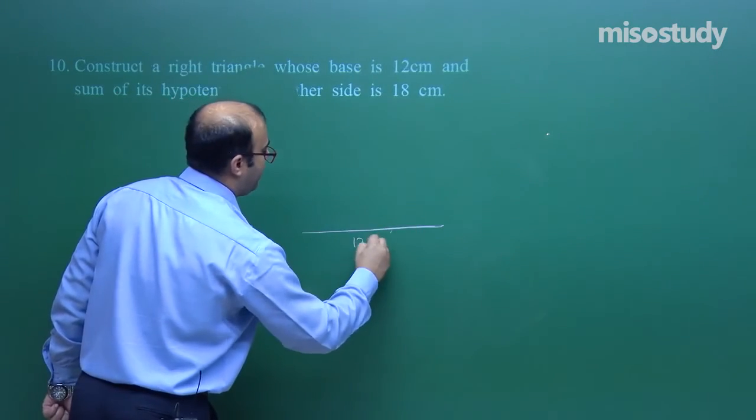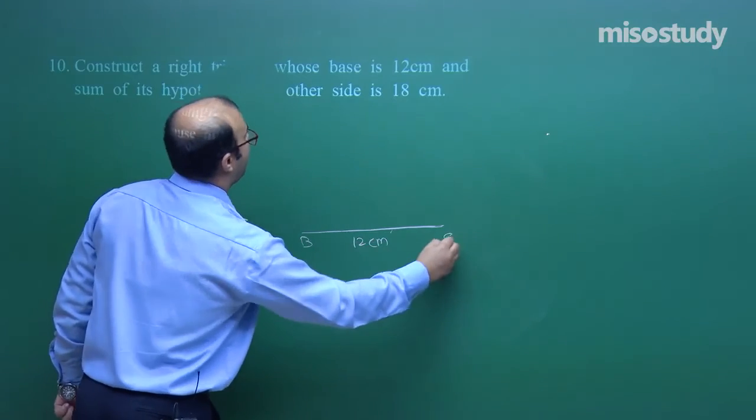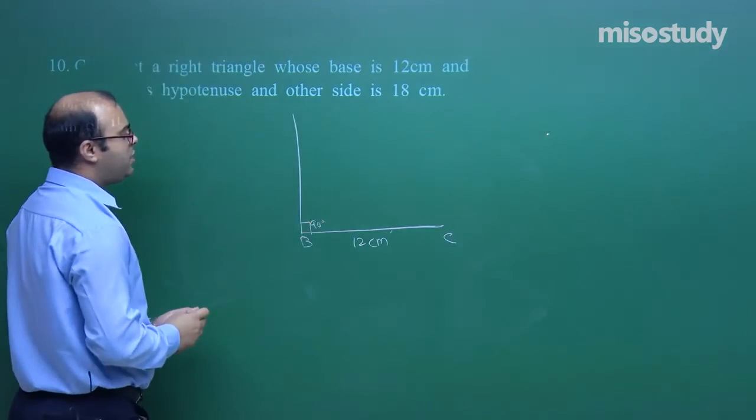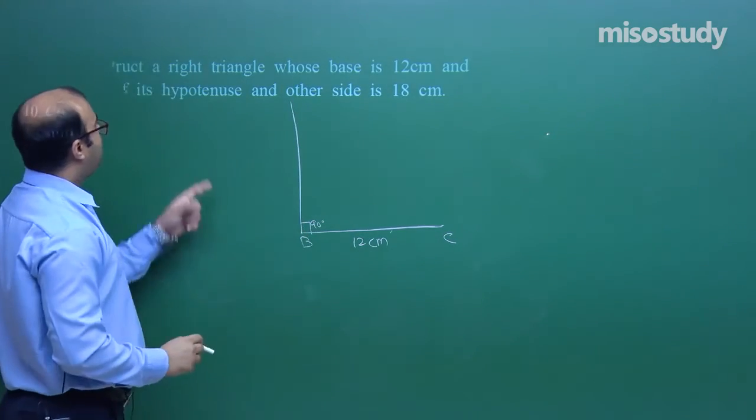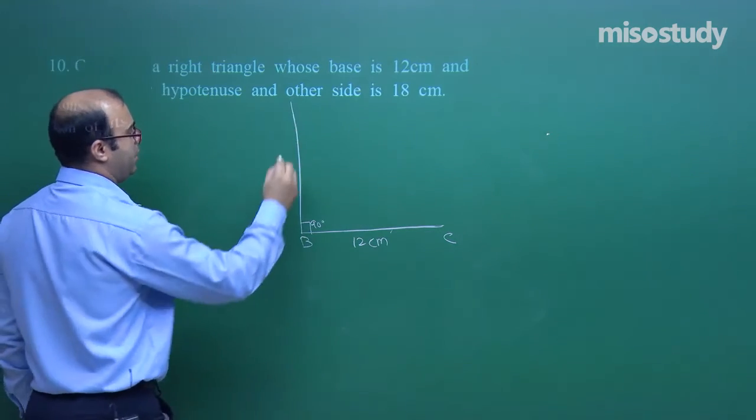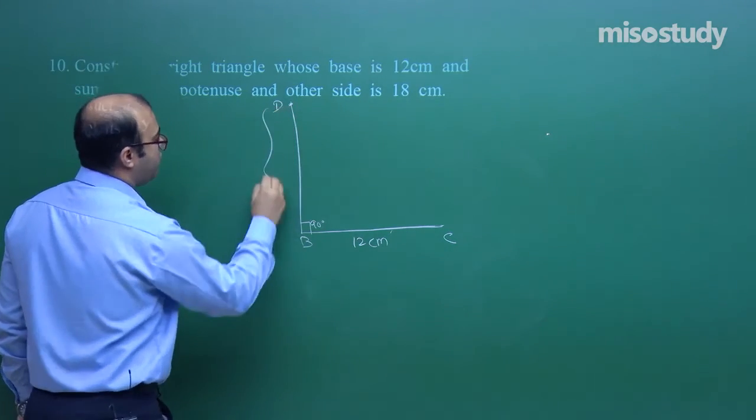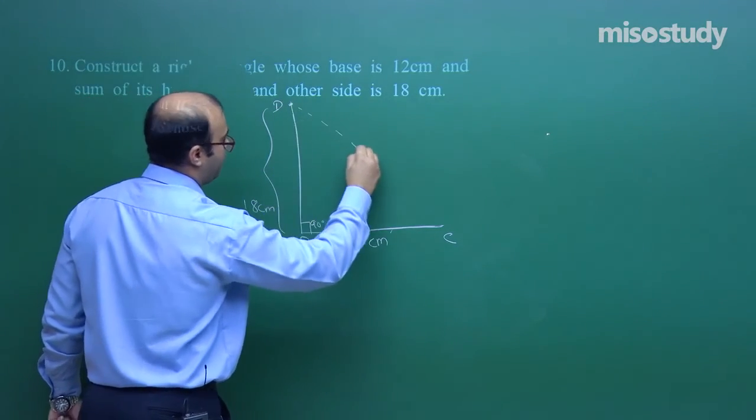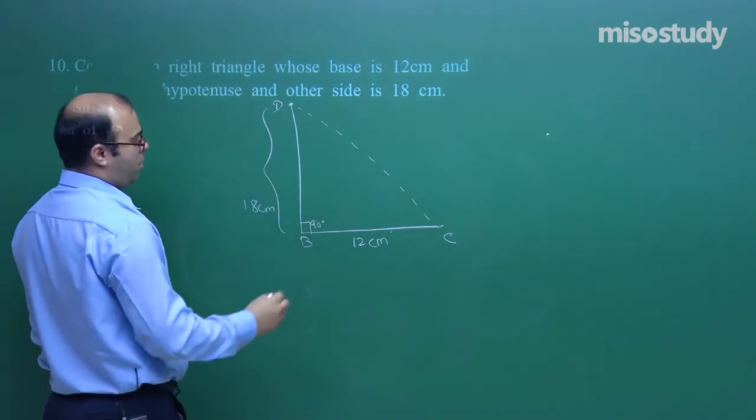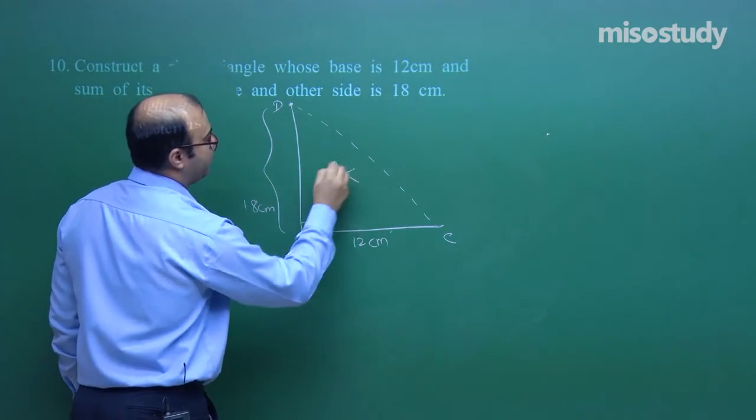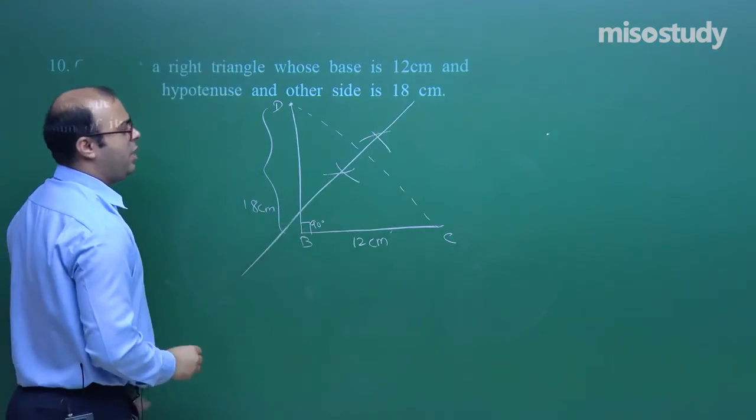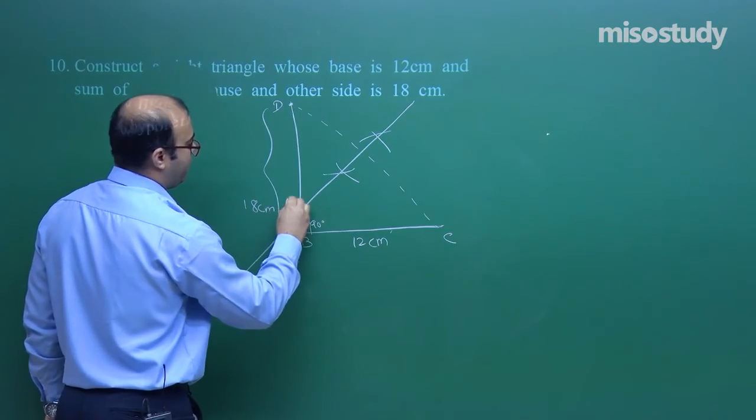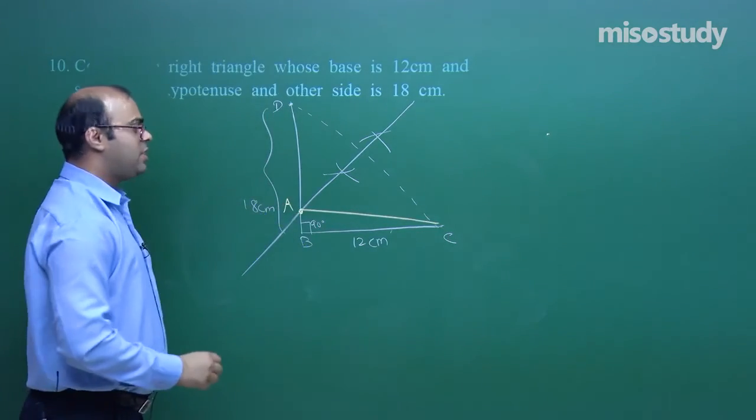We take a 12 centimeter length base BC, and then what we take, a right angle. So we draw a 90 degree here. After this, let us suppose this 90 degree, and the hypotenuse plus other side is 18 centimeter. So we take a point here D which is 18 centimeter, let us suppose. What do we do next? We join D with C and we draw a bisector of this line segment CD, perpendicular bisector. We get a line something like this. This perpendicular bisector intersects BD at suppose A. We join it ABC. This is the required triangle.